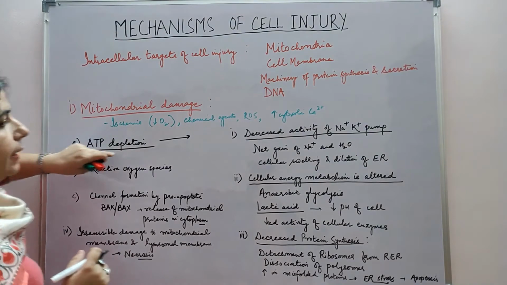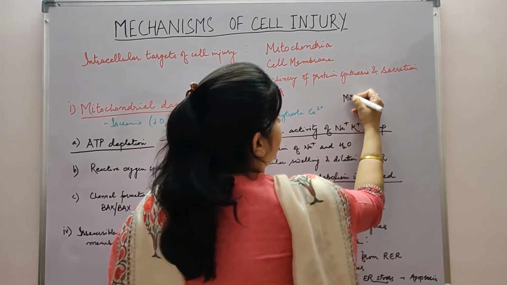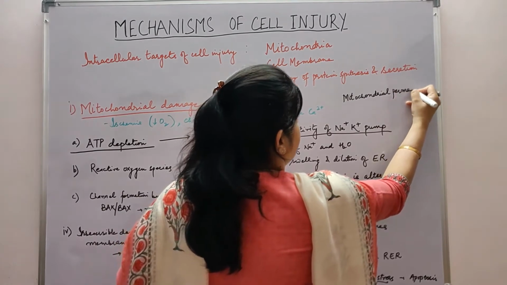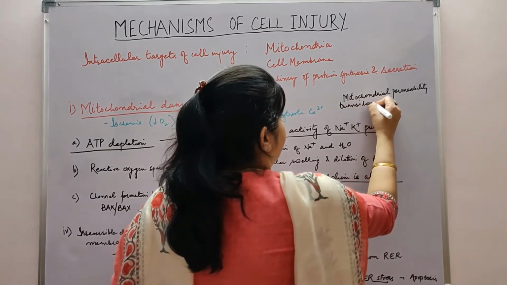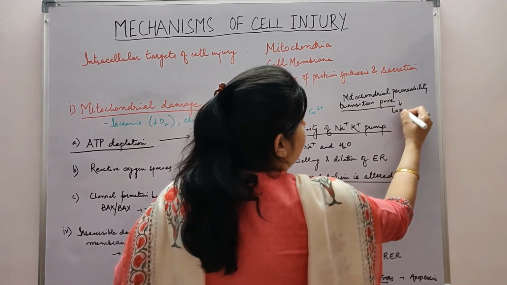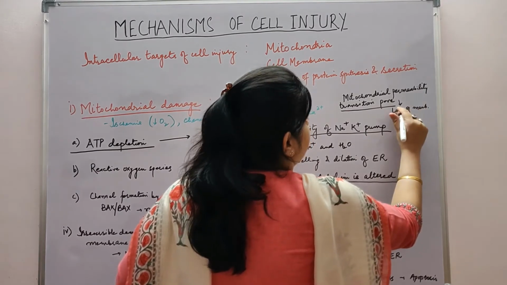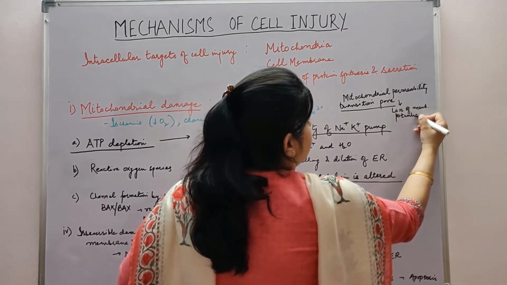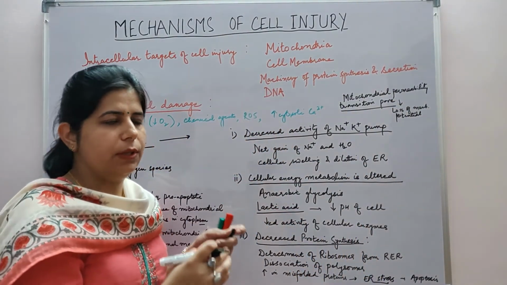Also, when mitochondrial damage occurs, there is formation of the mitochondrial permeability transition pore. When this pore is formed, there is loss of the membrane potential, and this will further lead to decrease in the ATP synthesis. And through this pore, various mitochondrial proteins leak out into the cell.